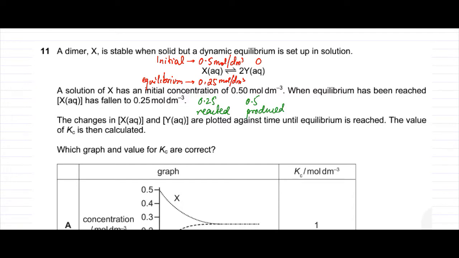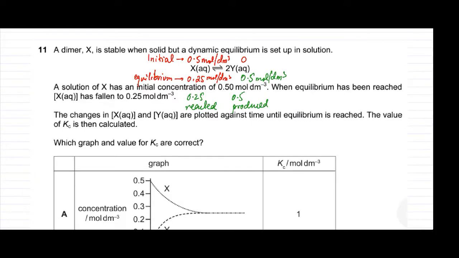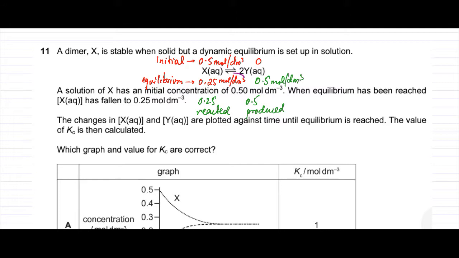So your equilibrium moles, initially you had 0 moles. Now at equilibrium, 0.5 have been produced. So the equilibrium moles are going to be 0.5 mole per decimeter cube. So these are your equilibrium moles, and we can circle that. These are my equilibrium moles for X and my equilibrium moles for Y.